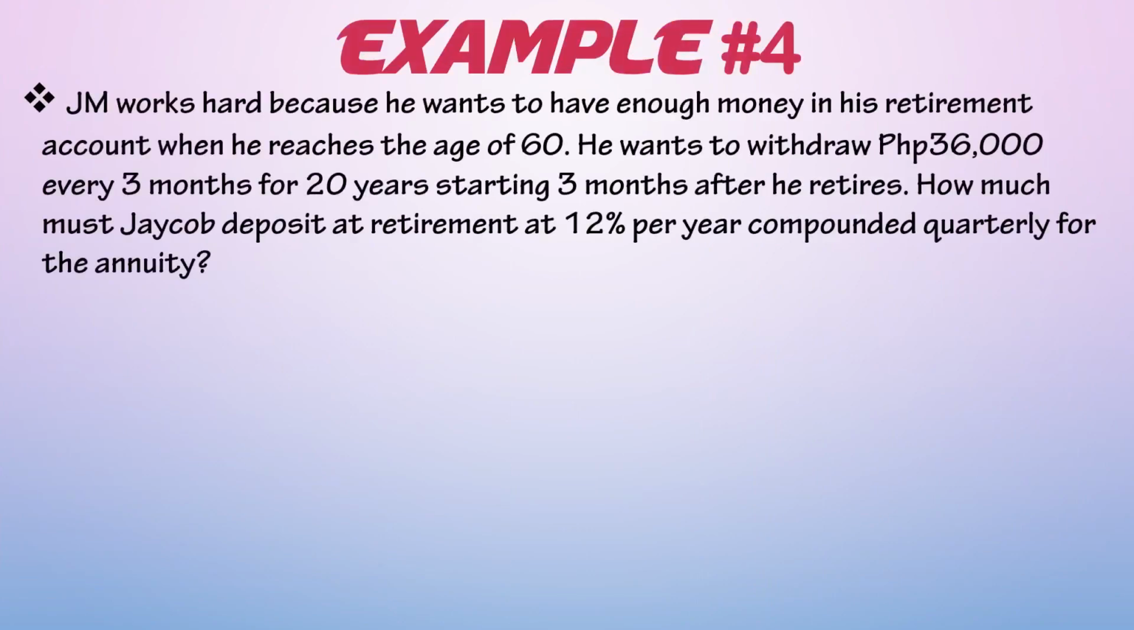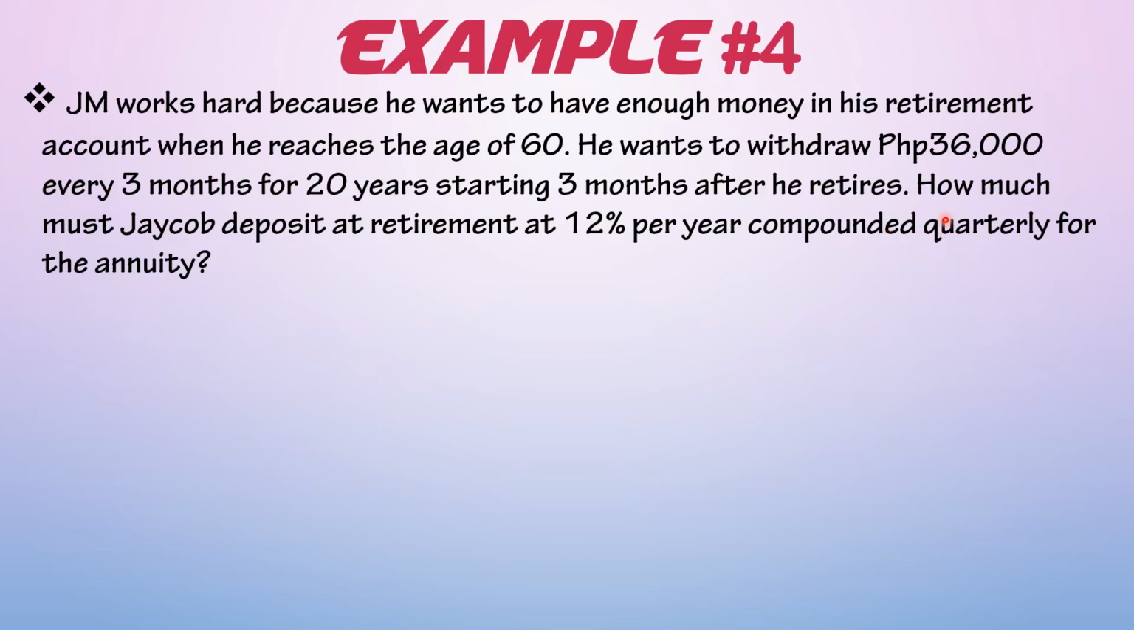Okay, another example. Jacob works hard because he wants to have enough money in his retirement account when he reaches the age of 60. He wants to withdraw 36,000 every 3 months for 20 years, starting 3 months after he retires. How much must Jacob deposit at retirement at 12% per year compounded quarterly for the annuity? So again, the payment interval is 36,000 every 3 months, and the conversion period is compounded quarterly.